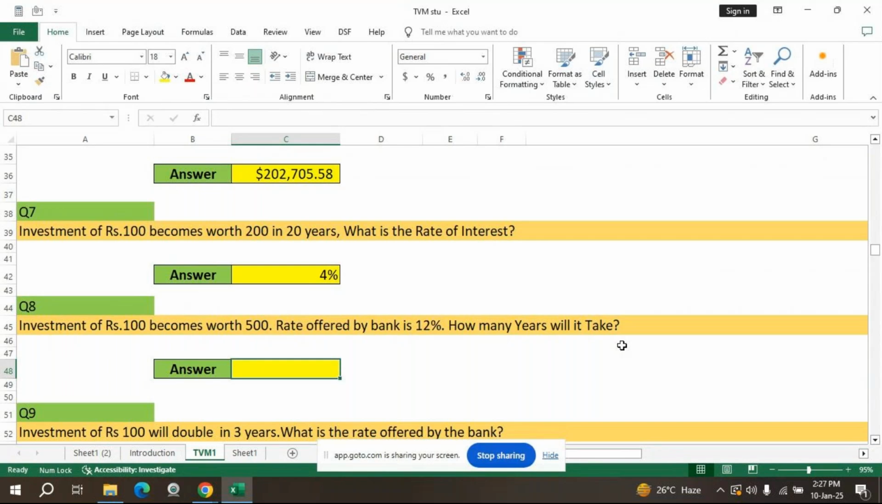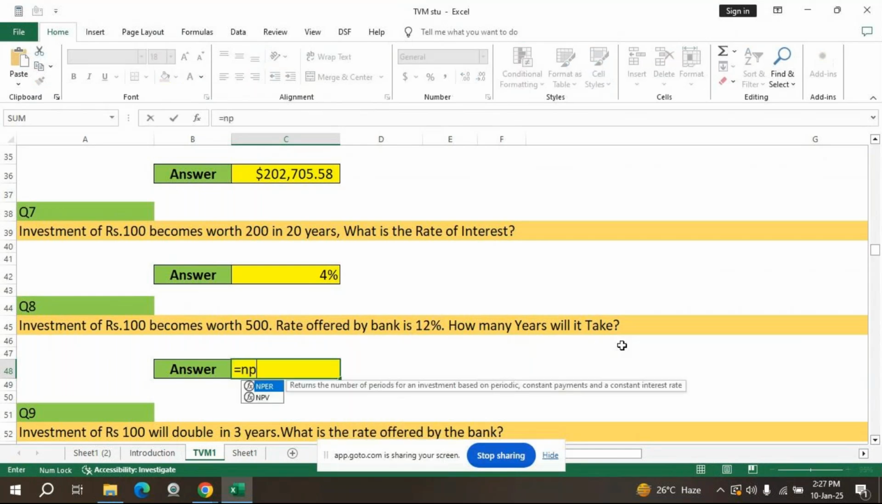Enter. That means nper. Correct, very good. So now, equal to nper, open bracket. Then rate. What rate is it? It is 12%, right? So 12% you have to put here. Then comma PMT. PMT is what? 0. Then comma PV, the present value. What is the present value? What is the investment done today? 100. So minus 100 we have to put here.